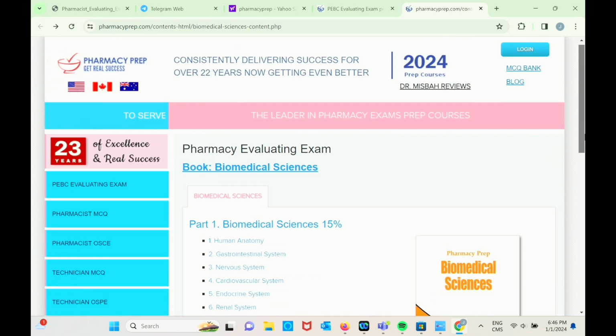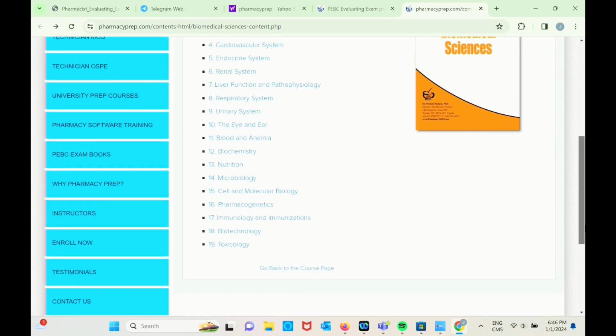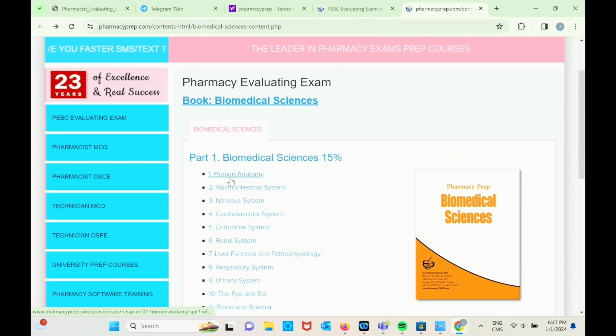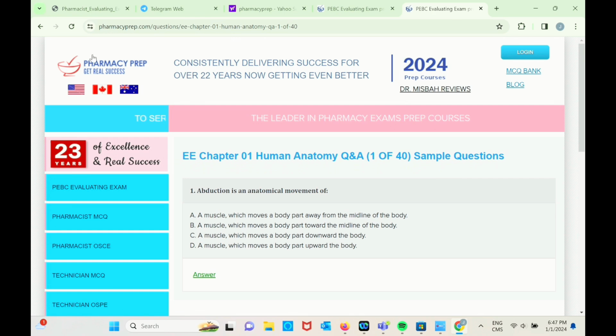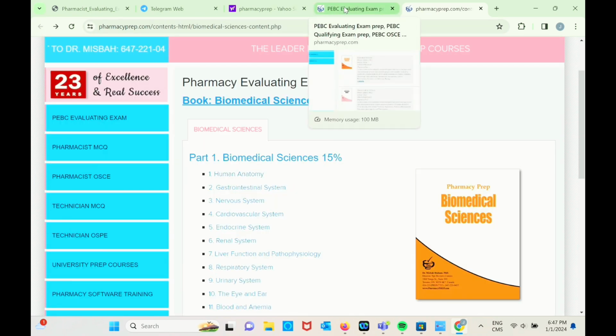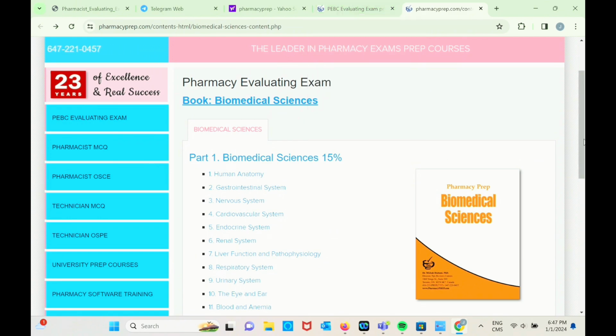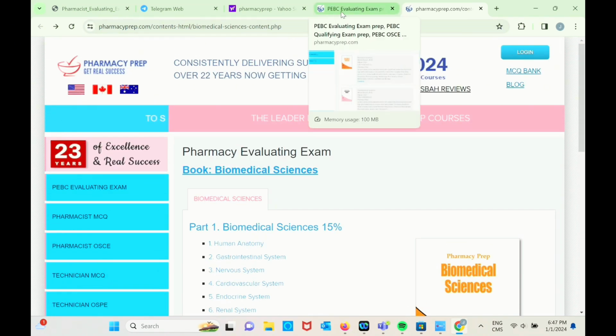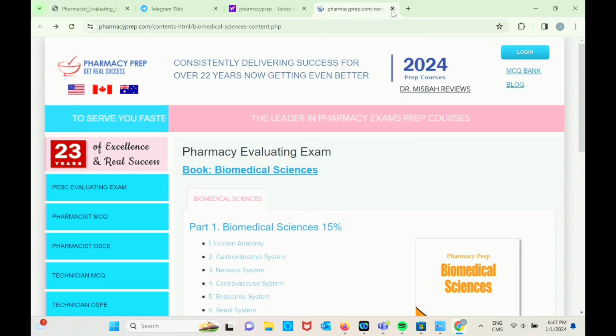So you can check out, each and every question, each and every chapter, you'll have a set of questions in a question bank. That's how I prepared for 3 to 4 months using Dr. Misbah's MCQ bank. And yeah, that's it. That's how I prepared for the validating exam. Let me check whether I missed something.